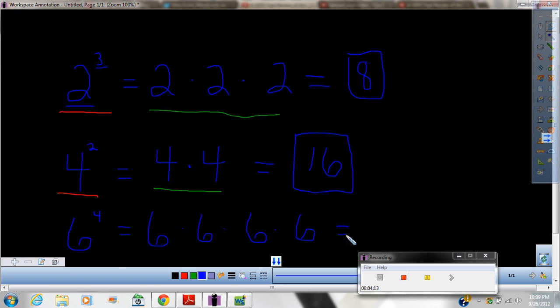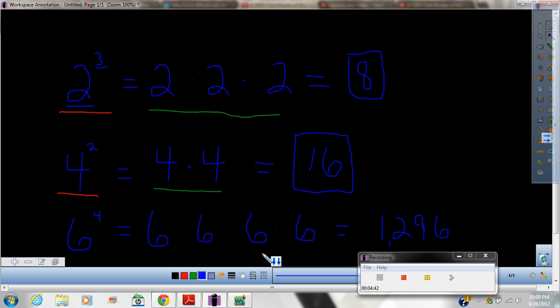Now, 6 times 6 is 36. Once again, times 6 gives you 216. Once more, multiply gives you 1,296. It's a pretty pitiful looking 9.